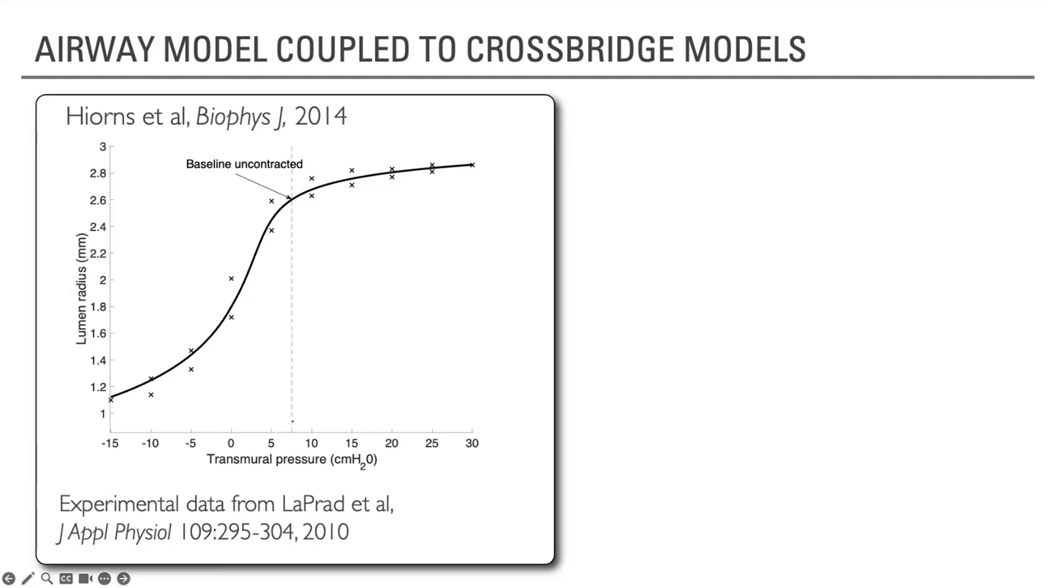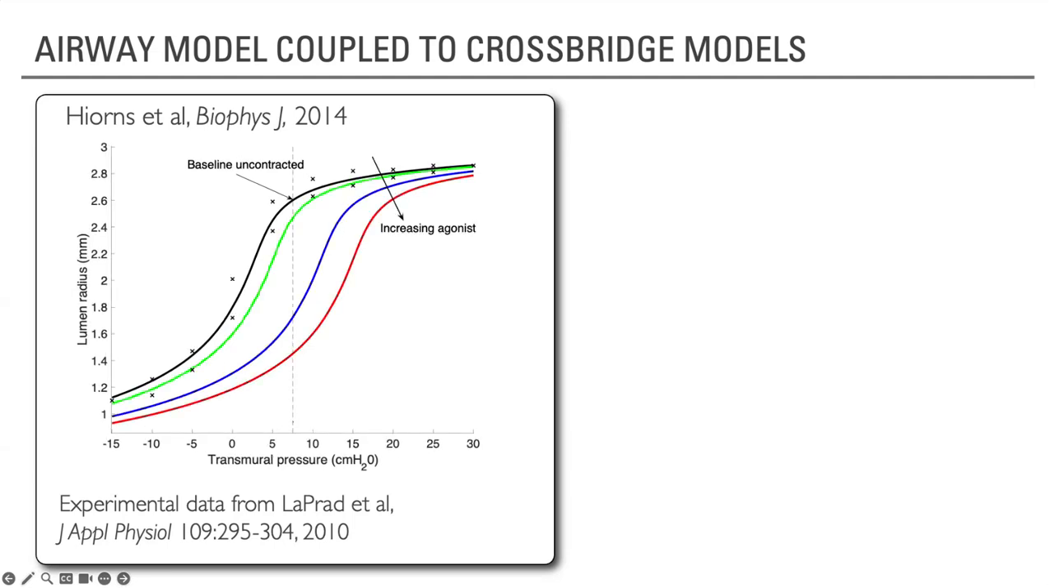And then because we've coupled the tissue mechanics model to a cell model, we can now investigate the response of that airway to increasing levels of contractile agonist. So what you see here now is that for the same inflating transmural pressure, you can't open the airway as much as you used to be able to do. Okay.